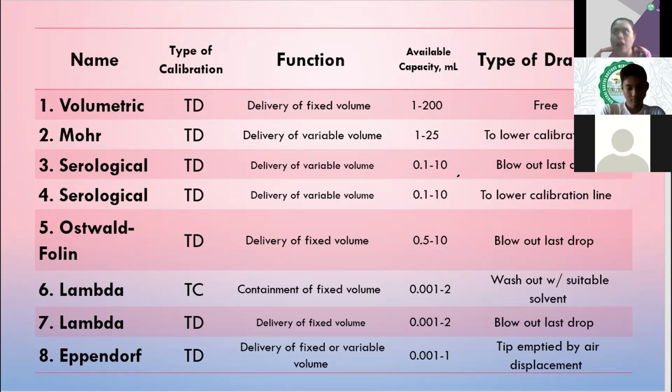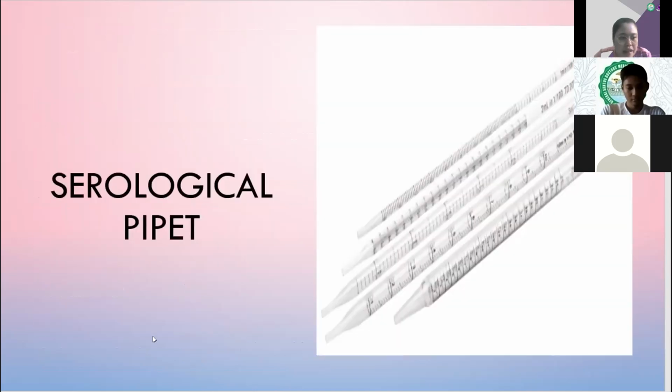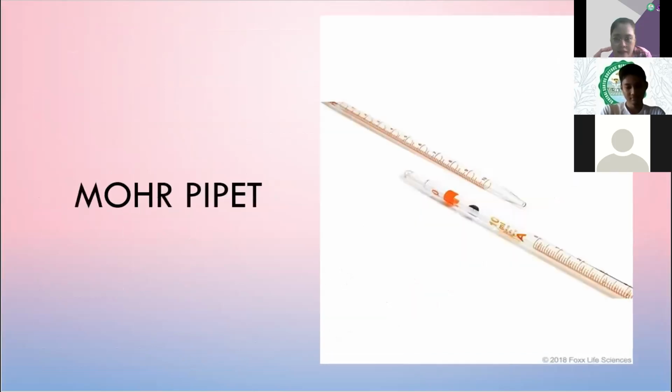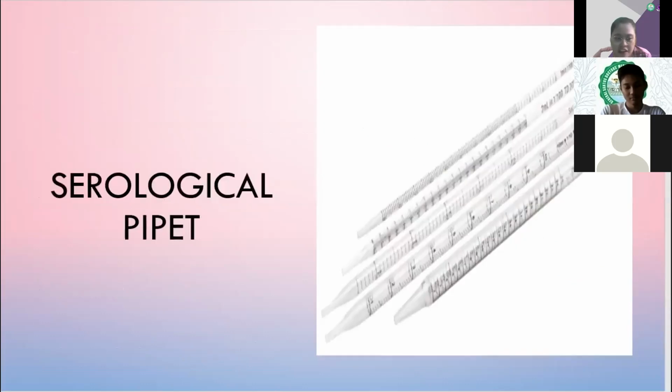Meron tayong blown out na serological pipette na you really have to blow out everything. Kailangan walang maiwan na laman. Unlike sa Mohr pipette na ito na mostly ginagamit natin sa lab, titigil talaga yan siya ang pag-flow hanggang dito sa last ng linya. And you don't need to blow out all those kasi mag-vary na ang kanyang measurement. Ito mostly sa serological pipette natin, blown out pipette talaga.